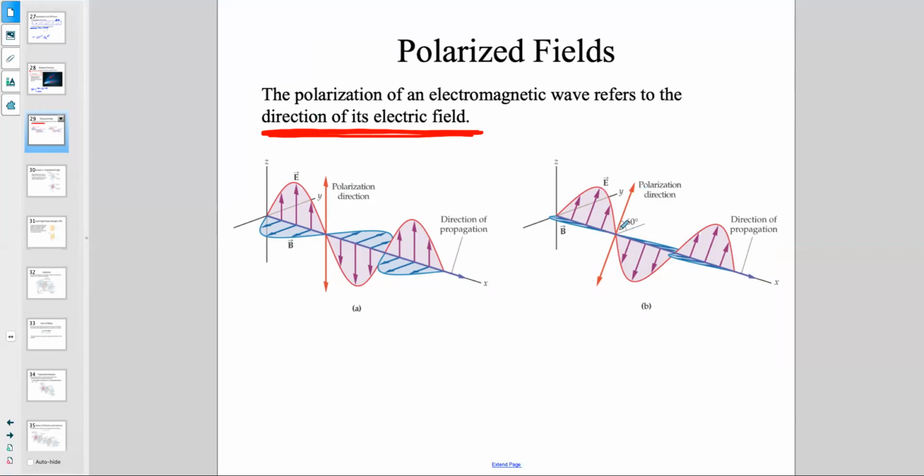Here it is 60 degrees with respect to y, so it is 60 degrees above the y direction. So if I ask you what the polarization direction is, you can say that it's 60 degrees with respect to the y direction. So whichever direction that the electric field has, that's the direction of the polarization.